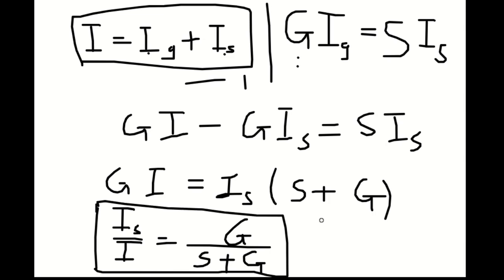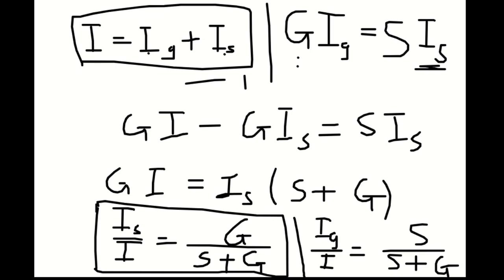Similarly, we can find out the ratio of currents Ig divided by I. In the above calculation, we substituted Ig is equal to I minus Is. So instead of that, we will put I minus Ig in place of Is, and we will solve for Ig, and then divide by I, and this will become S divided by S plus G. So the denominator of both quantities is same, and if you add these two terms, Is divided by I and Ig divided by I, you will get equal to 1. So this is the construction of ammeter.